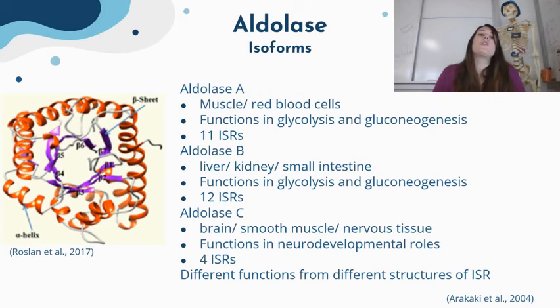Now, when comparing human muscle aldolase A and human liver aldolase B, their structure is similar with an alpha-beta barrel structure as seen in this picture, and an active site at the center of the barrel. So you see the purple is the beta sheets, and the red are the alpha helix on the outside.